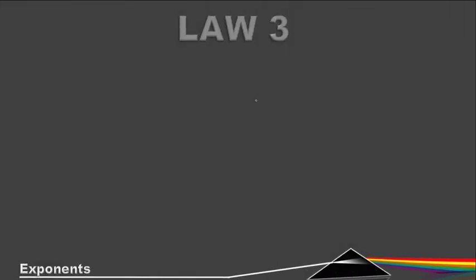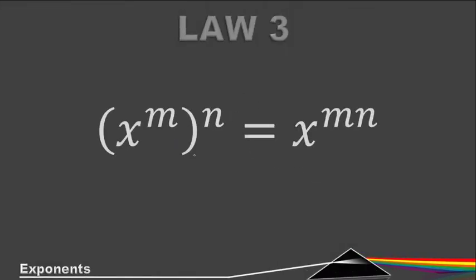And then law 3 states that if you have a base to the power of an exponent, and that is again to the power of another exponent, then you multiply your exponents. So let's say we've got b to the power of 4, and that's squared. Then I multiply my exponents. So that's going to be 4 times 2, which gives me b to the power of 8.